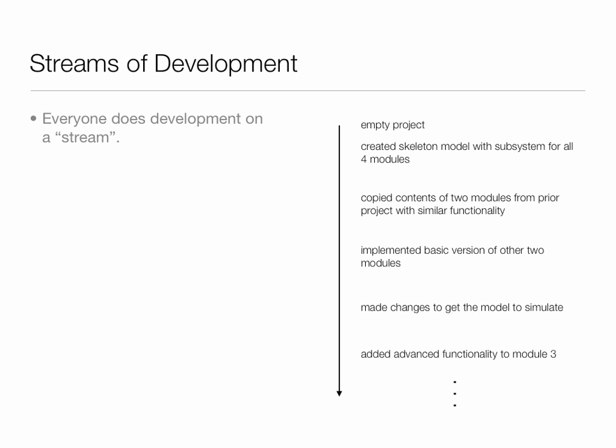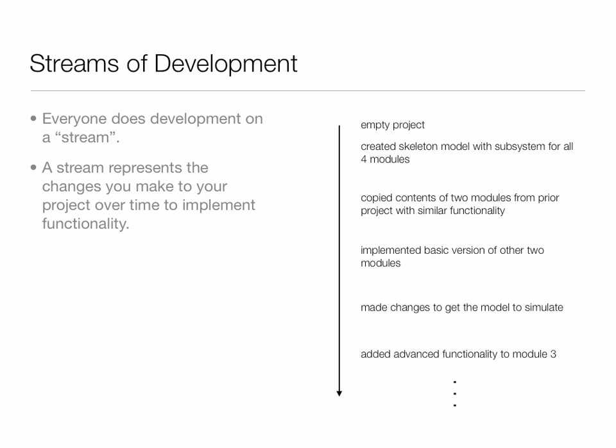Let's go over some concepts. The first concept I'd like to introduce is stream of development. Now, everybody already does development on a stream. Here we just want to formalize the term. A stream of development represents the activities you make to a project over time to implement a particular functionality. For example, here we see the changes that we made to go from an empty project to implementing different modules and changing their functionality as the project progresses.